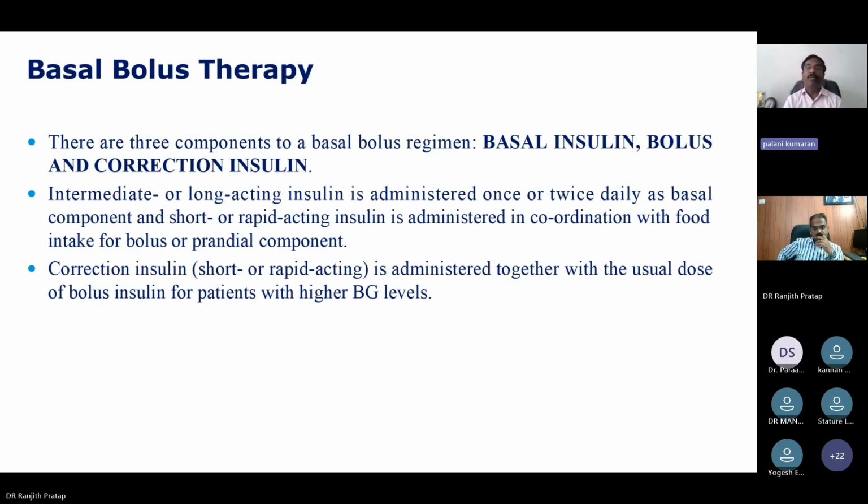The basal component is given by basal insulins, which can be either NPH or long-acting insulin. NPH can be administered once or twice daily. Long-acting insulin such as glargine can be administered once or twice, whereas degludec and detemir can be administered once daily. Correction insulin is administered together with the usual dose of bolus insulin for higher blood glucose levels. Bolus insulin is a rapid acting or short acting insulin, advocated before each meal, and correction insulin should be added with the bolus insulin to have good control.